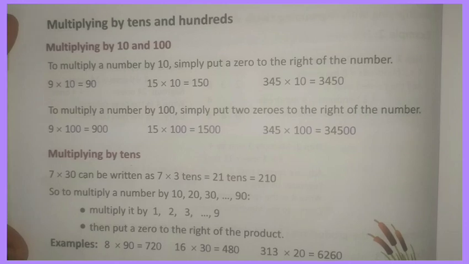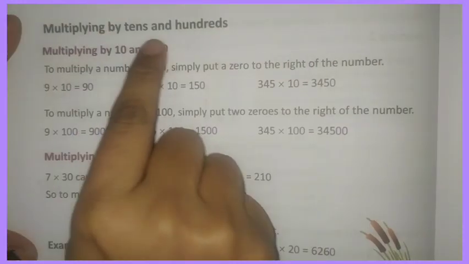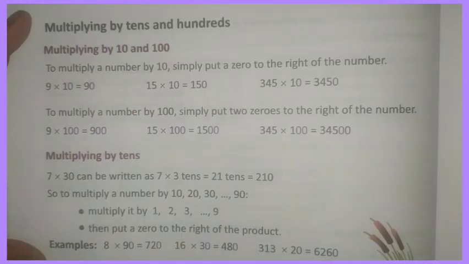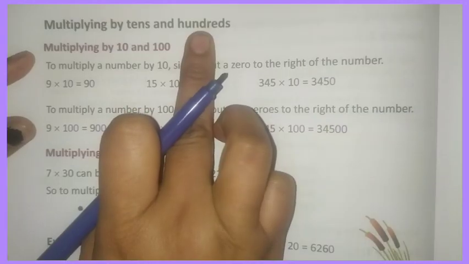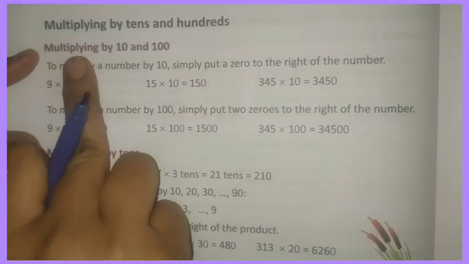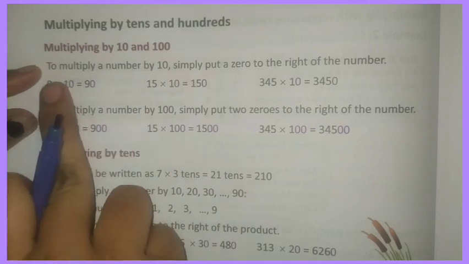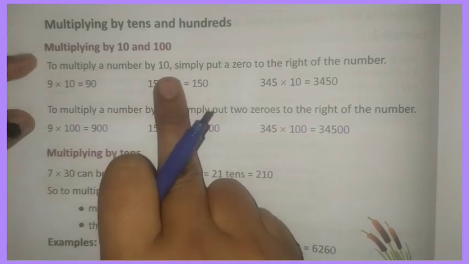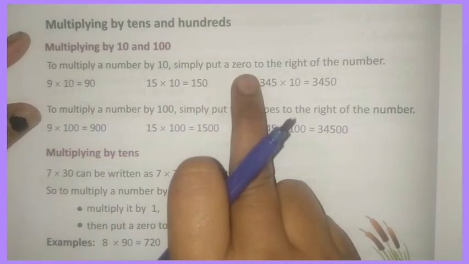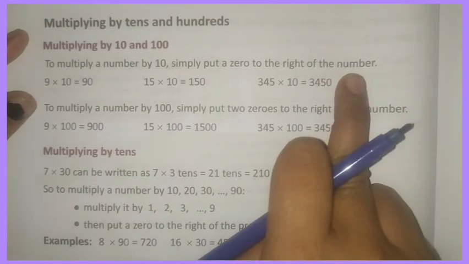Now let us learn about multiplying by tens and hundreds. It's very easy. For example, multiplying by 10 and 100. To multiply a number by 10, simply put a 0 to the right of the number.